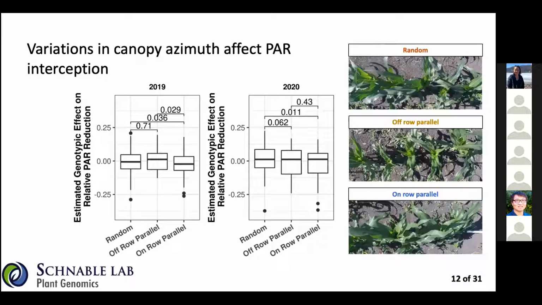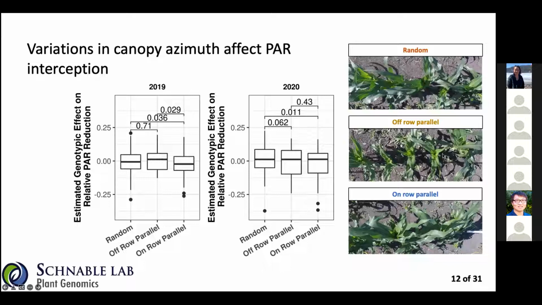We then tried to compare the PAR interception reduction among different canopy orientations. We divided the canopy orientation into 3 subgroups, based on the parallel ratio eta. The first one is what we call random, in which we don't find any uniform orientation in the genotype. And the second one is what we call off-row parallel, in which at least 50% of the plants exhibit a parallel pattern, parallel to each other, and also perpendicular to the row direction.